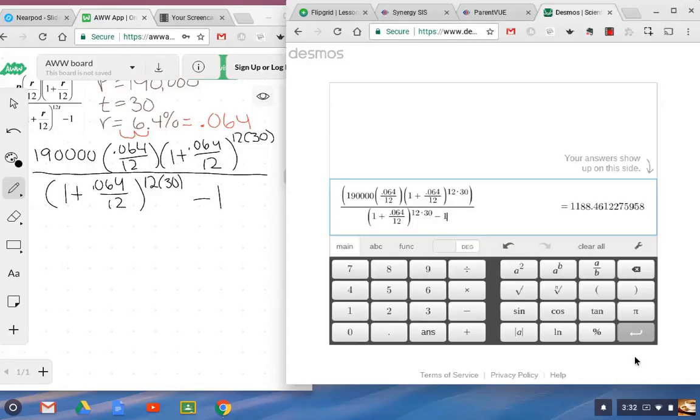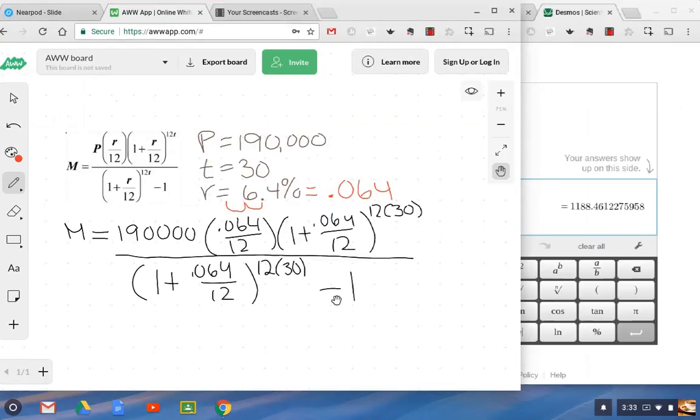And now I know that my answer is $1,188.46. So looking at this problem, what it means is that this person, if they take out a $190,000 loan for 30 years at a 6.4% interest, they're going to have to pay $1,188.46 per month for their mortgage.